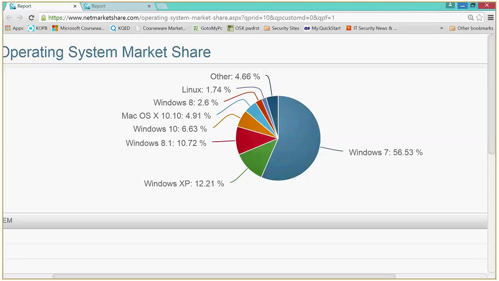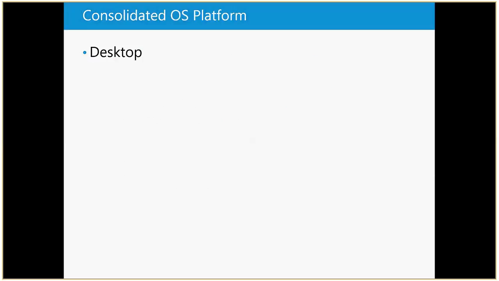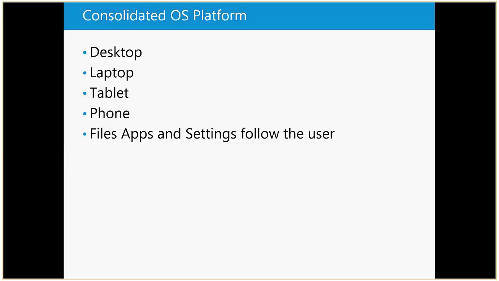Well, with Windows 10, Microsoft is pushing forward their one Windows approach, where the desktop operating system, laptop, tablet, and phone all have the same kernel. And with the evolution of the cloud, when a user logs into any one of these devices, this is not the default behavior, but this is configurable behavior. You can have the files, apps, and settings that help that user do what that user needs to do, follow them around, no matter which of these devices they log into.